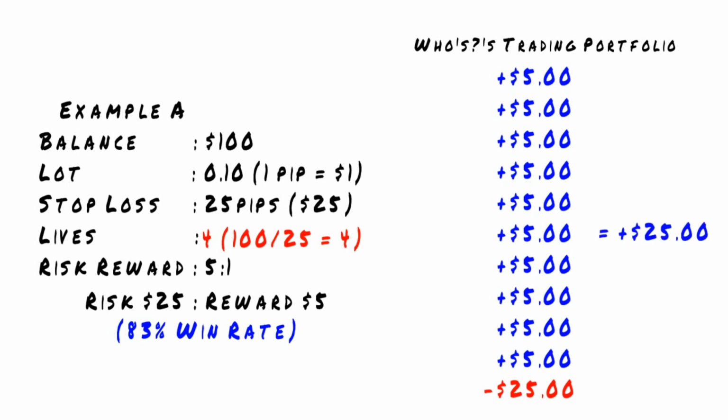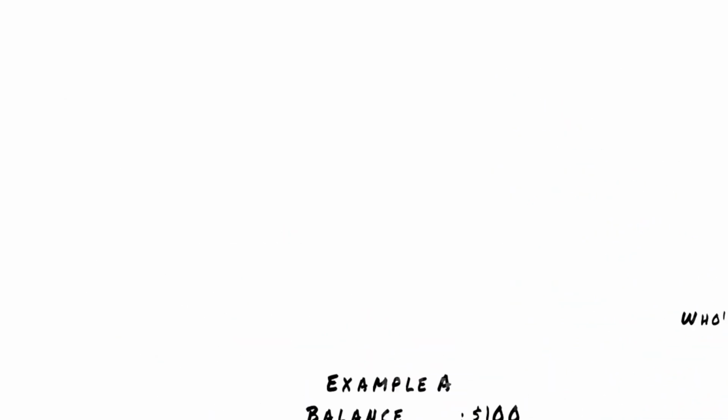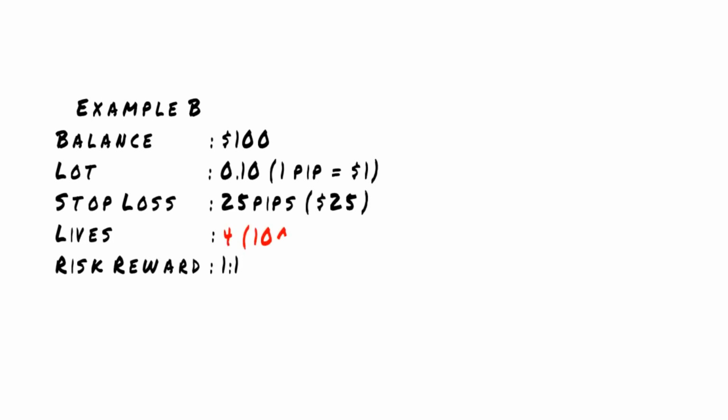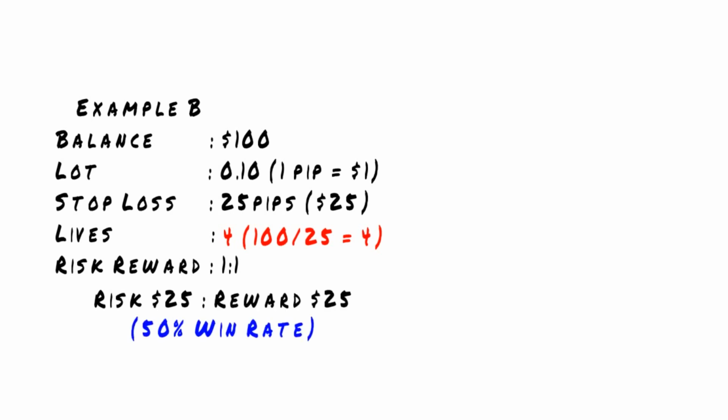Overall, you gain $25, but the energy and the time you have invested, not to mention how many times your heart rate beats over 100 times per minute. Now we swap it to a 1-to-1 risk reward ratio with the same setting. This time we are risking $25 to gain $25. It's a 50% win rate game.